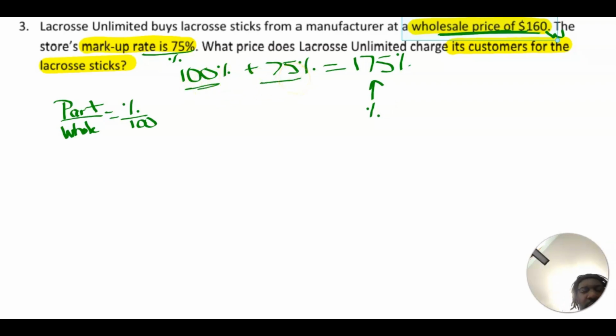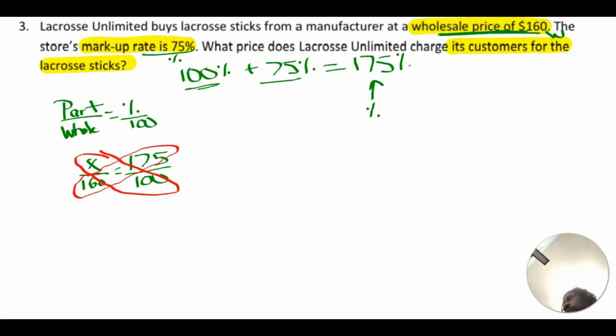So we're going to substitute that into our proportion. Over 100, we don't know what the part is, but we know that our whole, meaning our wholesale price, in this case, is $160. Now we need to solve for X to see what they are charging the customers for these lacrosse sticks. We move on to the cross multiplication, and again, this is really to show you how businesses work. Their goal is to buy it for low and sell it for higher so they can make a profit.